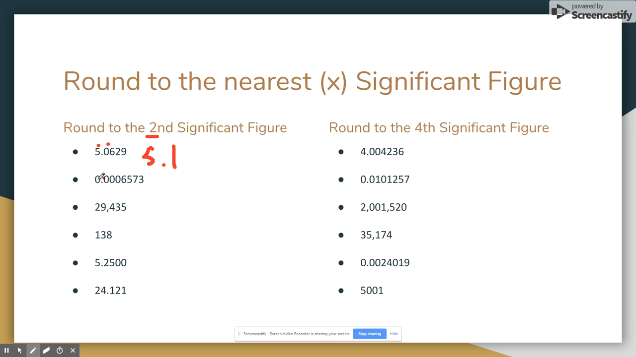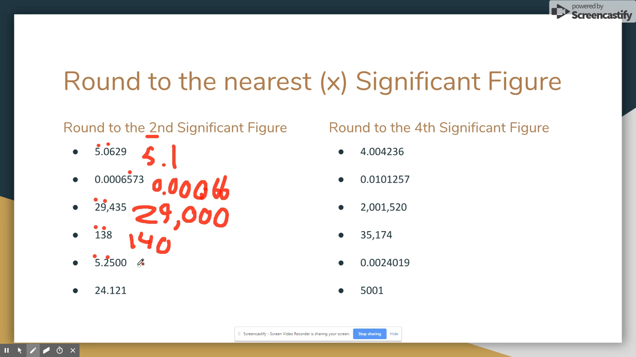Here, remember zeros at the front do not count, so you'll round this 5. So this will be 0.00066. Sorry. For this one, there's no zero, so it's pretty straightforward. Just count two significant figures, round the 9. This will remain as 29,000. Two significant figures here, so you just round the 3, so this will be 140.